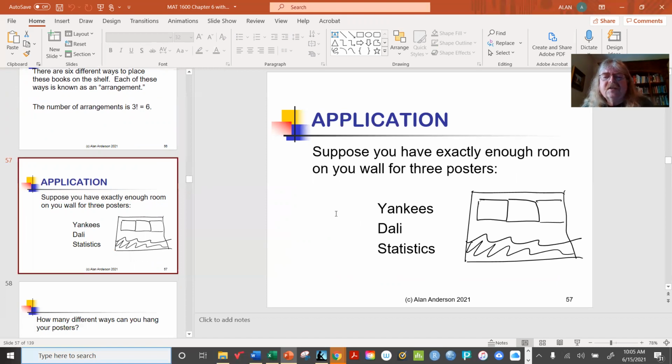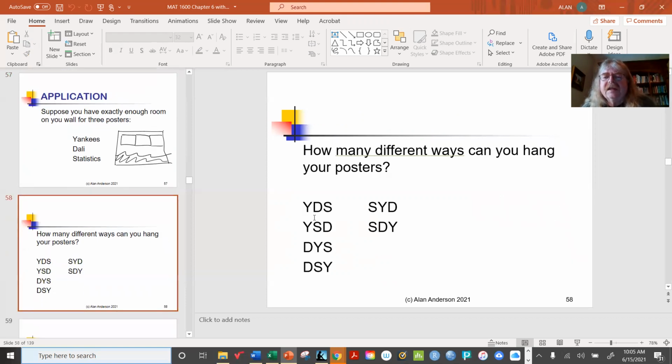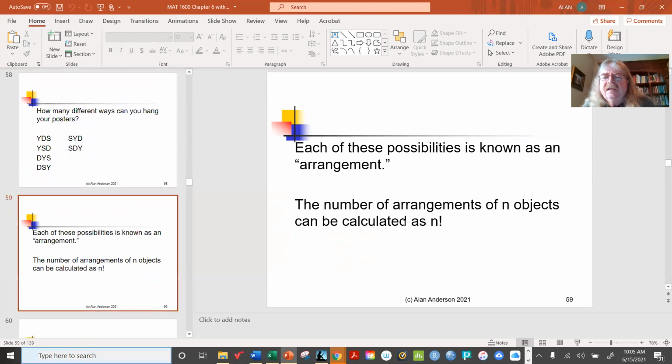Now, here's another simple example. Suppose you have room on your wall for 3 posters. Yankees, Dolly, and statistics. And so all 3 of these need to be put on your wall. How many different ways can we arrange them? Well, we already know now that it's 3 factorial, which is 6. Okay, so again, you can simply write them out, or you can go ahead and list them, or else you can use the formula. Okay, n factorial, very good.